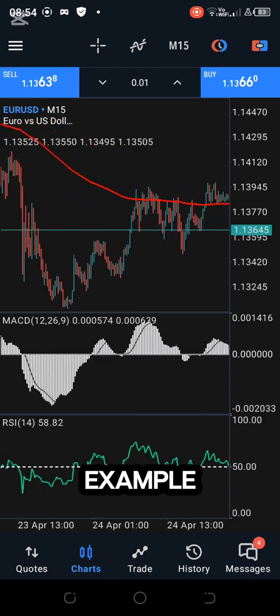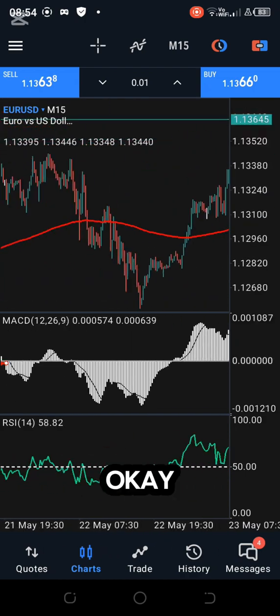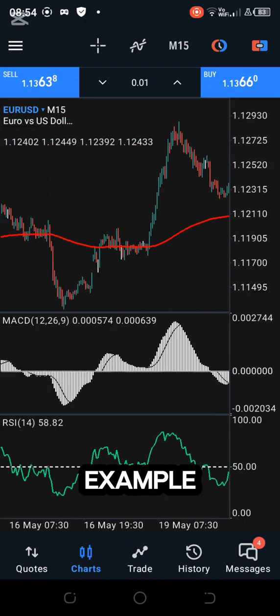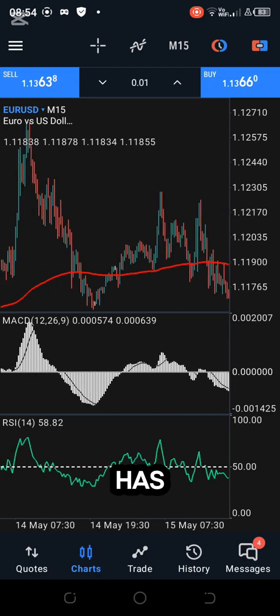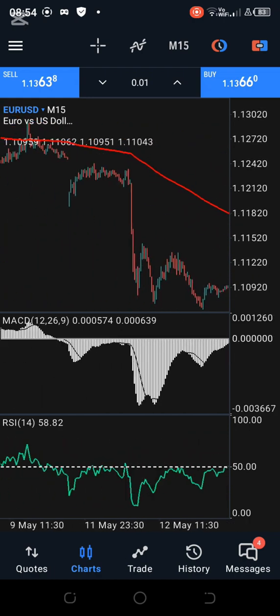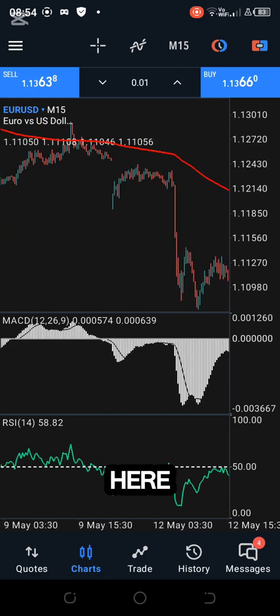Trying to look for an example. For a sell example, it seems like EUR/USD is moving up. Okay, here we have an example.